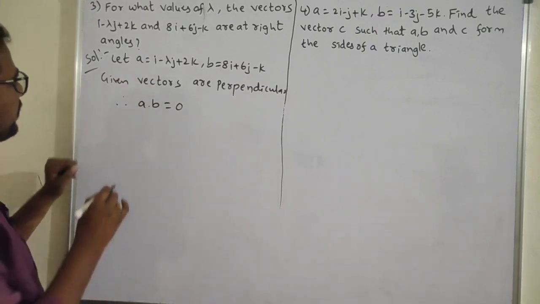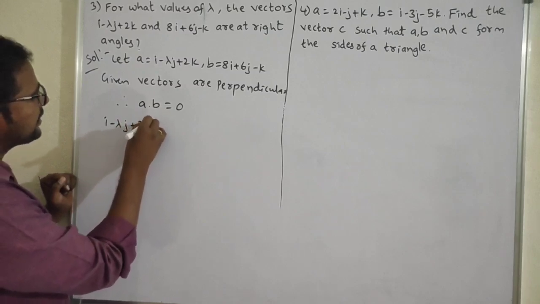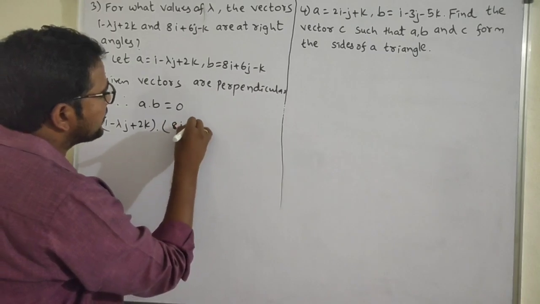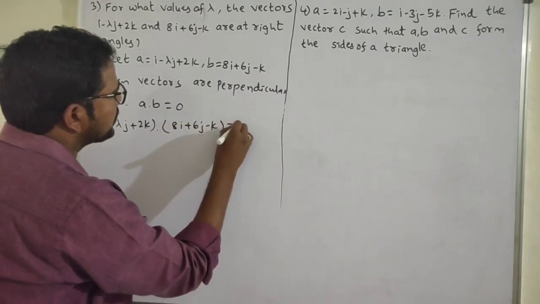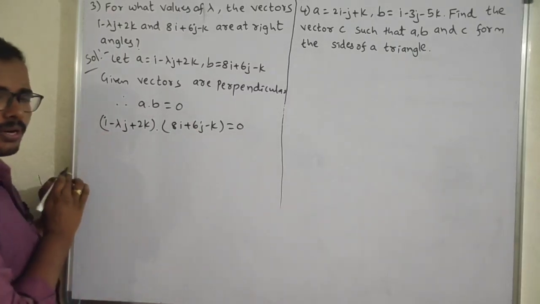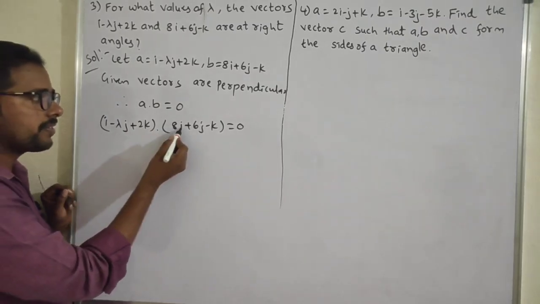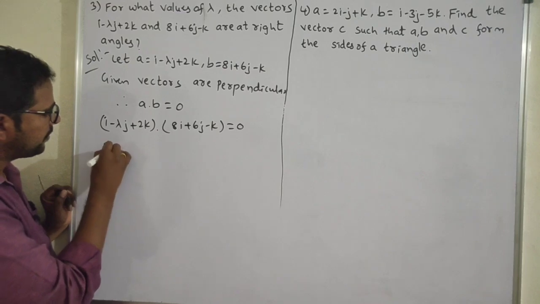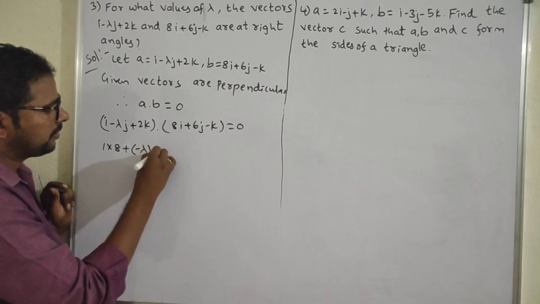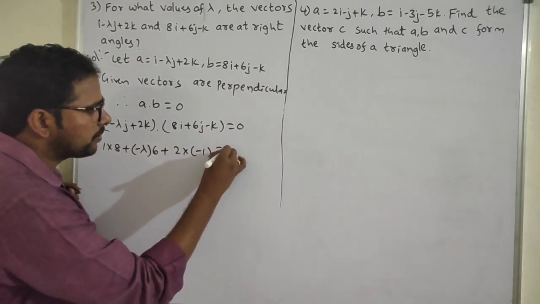Substitute the values here: i minus lambda j plus 2k dot, what is the b value, 8i plus 6j minus k, is equal to 0. Do the dot product, i coefficient into i coefficient. Here the i coefficient is 1, and here the i coefficient is 8. So 1 into 8 plus j coefficient minus lambda, here j coefficient 6, plus k coefficient 2 into k coefficient minus 1, is equal to 0.